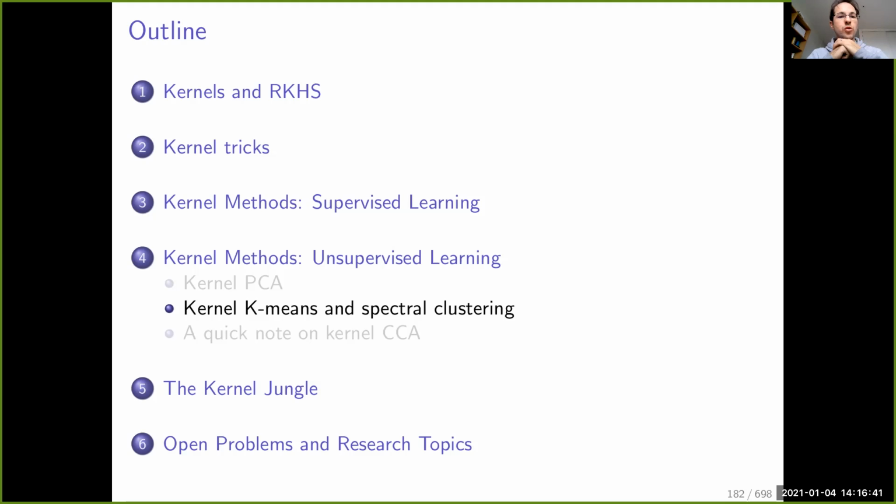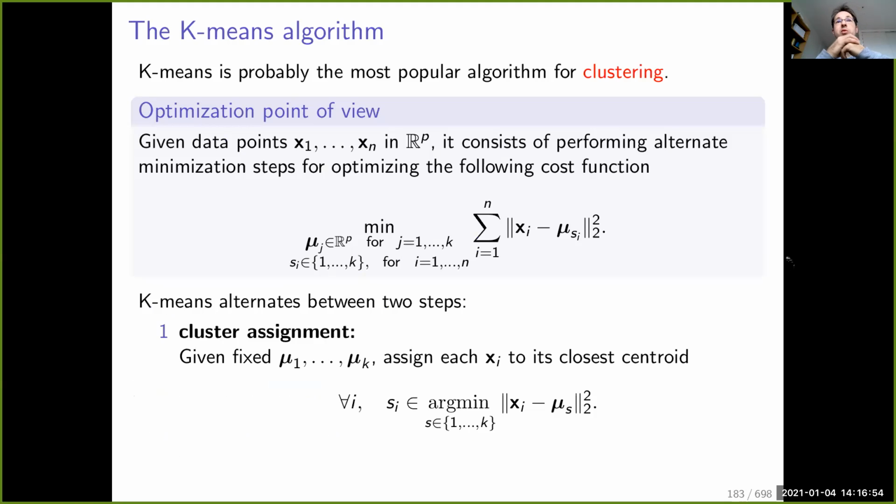So after we introduced kernel PCA, we are now in shape to look at different unsupervised learning techniques, and the simplest ones are clustering approaches. I will start with the k-means algorithm because I assume that you all know about this algorithm.